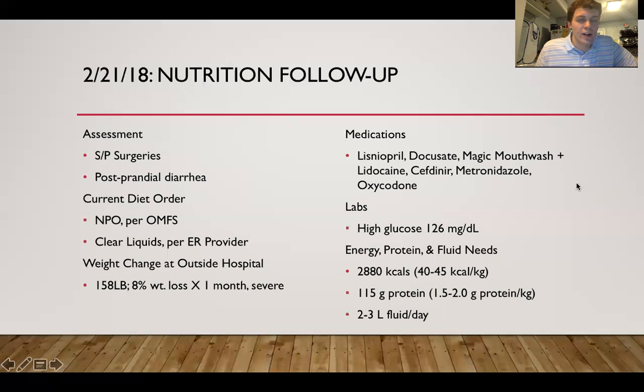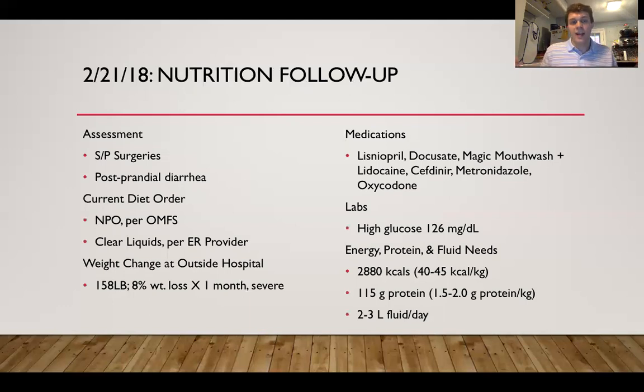And then our ER provider put him on clear liquids. So you can kind of see the discrepancy there when one is NPO, one's clear liquids. But when I checked on him, he wasn't drinking the clear liquids. He was putting apple juice and milk in through his PEG. So he did experience a weight change at the outside hospital, from when he left prison to when he got back to prison.